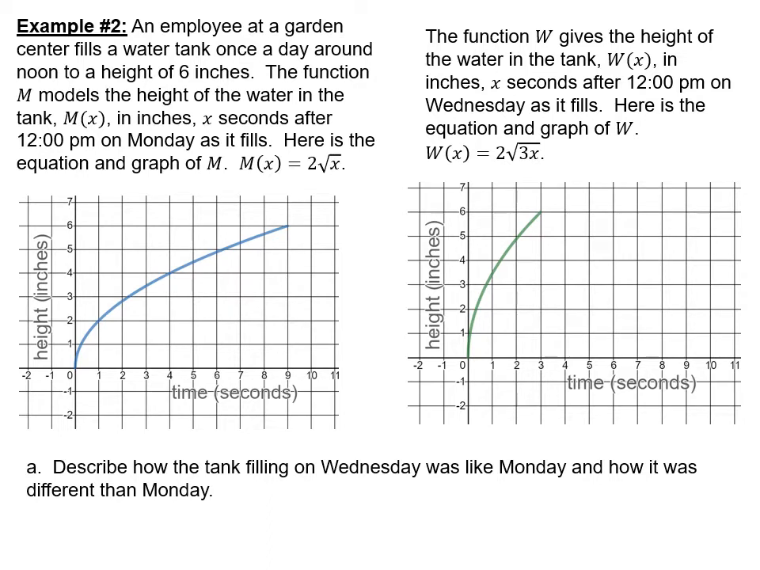The function w gives the height of the water in the tank, w of x in inches, x seconds after 12 p.m. on Wednesday as it fills. Here's the equation and graph of w. W of x equals 2 times the square root of 3x. Describe how the tank filling on Wednesday was like Monday and how it was different than Monday. So taking a look, it still fills to the same height. The difference is it looks like it takes a lot less time. Instead of taking 9 seconds, it takes 3 seconds.